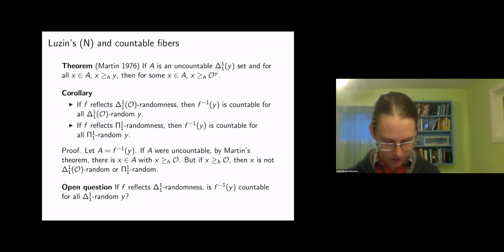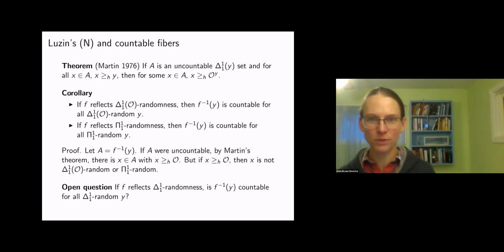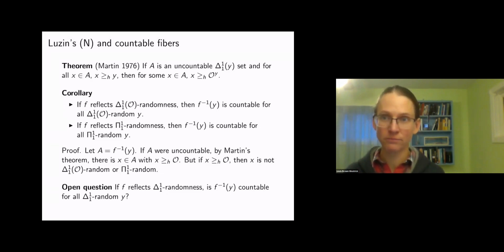All right, so this method of showing that almost every fiber is countable doesn't work if we just assume reflecting Δ^1_1 randomness, because a Δ^1_1 random is happy to hyperarithmetically compute O sometimes. But we don't have a proof the other way either.